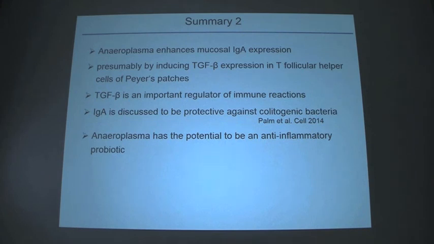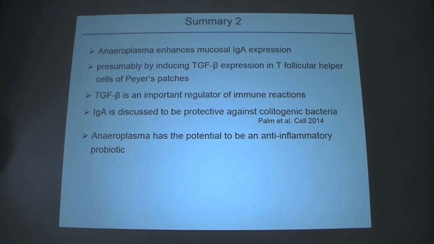So that actually, I could show that Anaplasma enhances the mucosal IgA expression, and that it does so by inducing TGF-beta expression in TFH cells in the Peyer's patches. And of course, as you know, TGF-beta is also an important regulator of immune reactions, and IgA itself is also discussed to be protective against colitogenic bacteria. So we think that Anaplasma, through the induction of TGF-beta and IgA, may have the potential to be an anti-inflammatory probiotic, and may be beneficial in circumstances of mucosal inflammation.